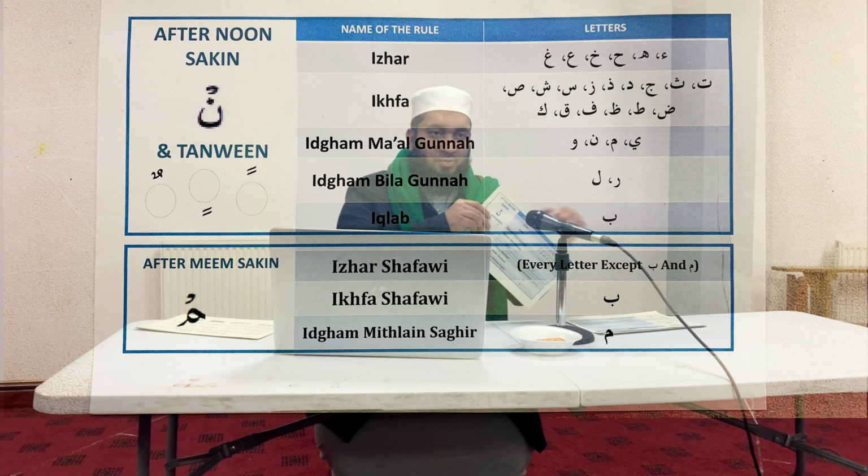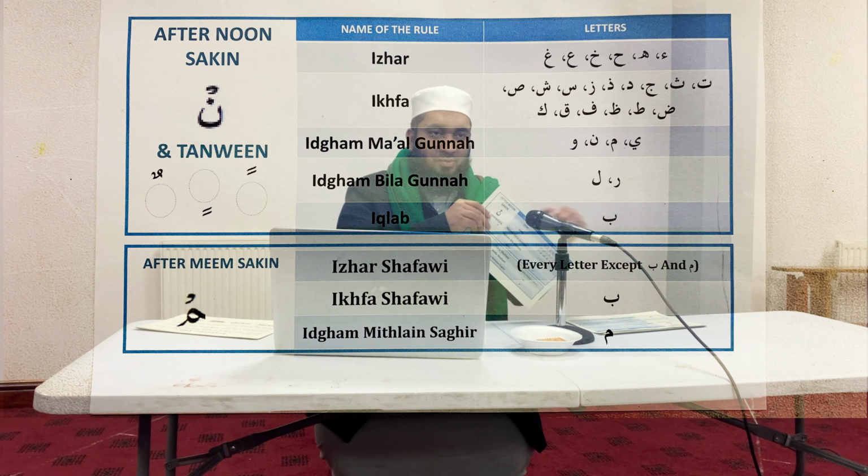And we have idgham mithlain saghir. If a mim comes after a mim sakin, it is idgham mithlain saghir. So these are the 8 rules that we use every day. In almost every single line you'll find one of these 8 rules. So it's very important to remember, inshallah.